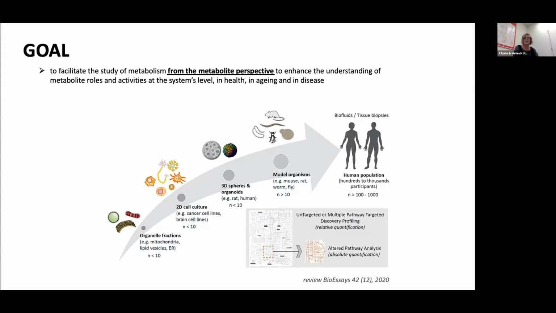With this scheme below, I wanted to illustrate how metabolomics today, mainly due to its strong phenotyping potential but also relatively high throughput, is already widely applied from model systems to human population studies. We can today analyze thousands of samples in the context of human population studies as well.